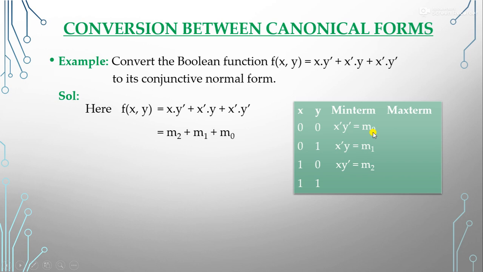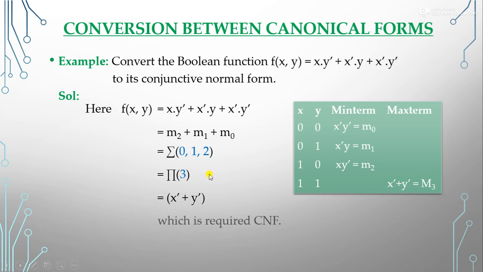So now in terms of m0, m1, m2, we can write it in the summation form 0, 1, 2. And in the product form, what one is left here? Only m3. It means that in product form only 3 is left, and this is our capital M3. And what is capital M3 here? X' plus Y'. Product of sums. So this is X' plus Y', our required CNF.